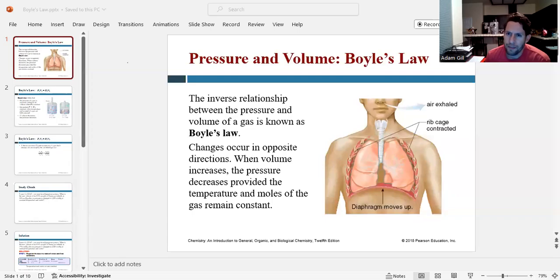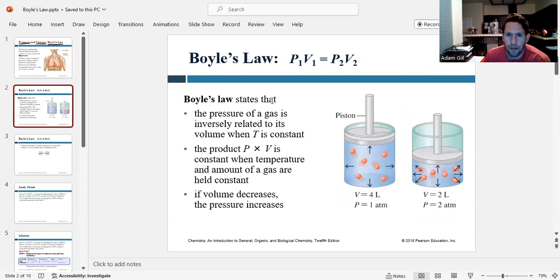Hi, everyone. In this video, we're going to be discussing Boyle's law, which compares pressure and volume of a gas. Now, when we're looking at pressure and volume, we are assuming that temperature and the moles of the gas are constant, so they're not changing. So we're only looking at pressure and volume. And the relationship is if you decrease pressure, you increase volume, or if you decrease volume, you increase the pressure.